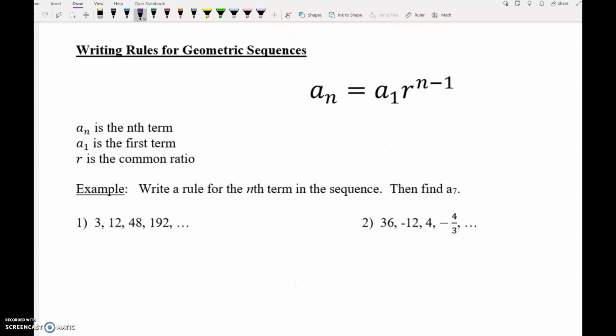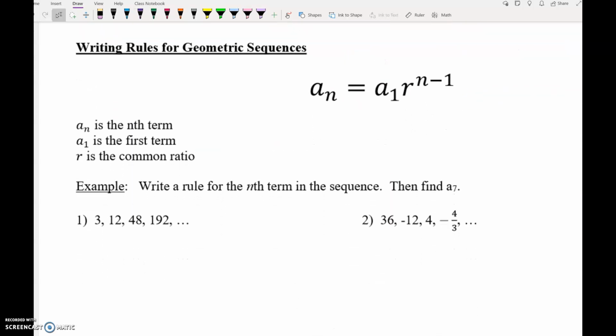Writing rules for geometric sequences. Here's another formula. A sub n still means the nth term. A sub 1 still means the first term. Here's our R, our common ratio, and it's raised to the n minus 1.